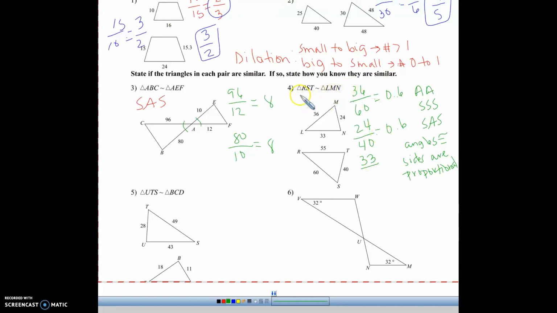LN, first and last, goes with RT. RT is 55. So I'm going to plug that in. 33 divided by 55 is 0.6. So yes, these are similar by side, side, side, because I've shown that they have the same ratio all the way through.